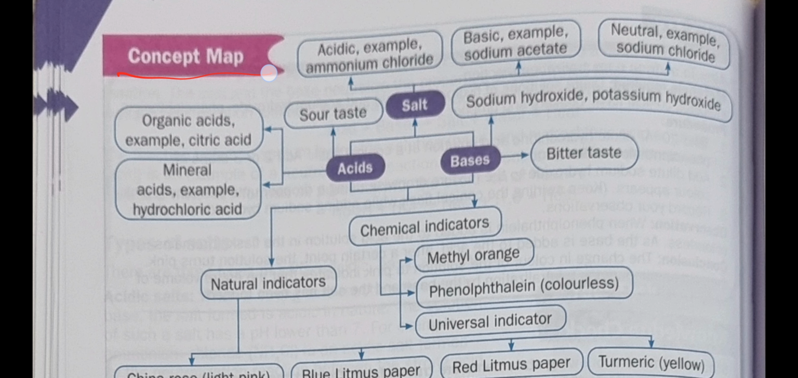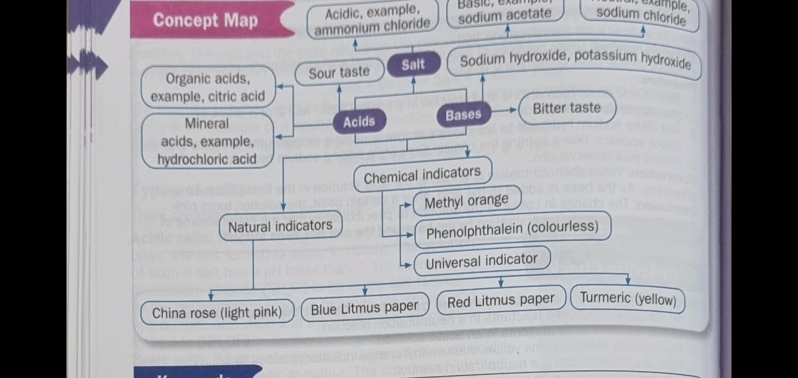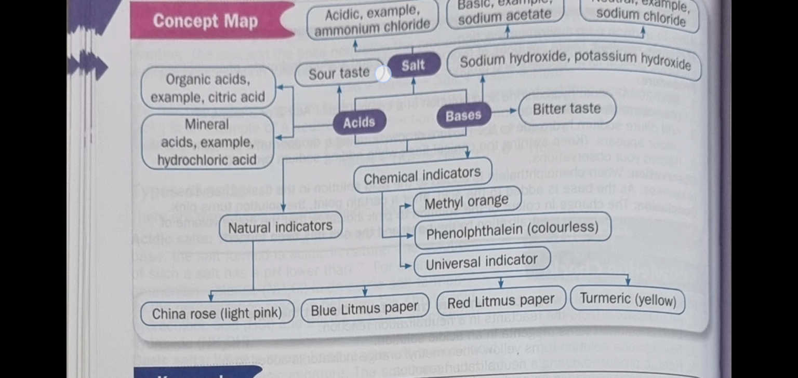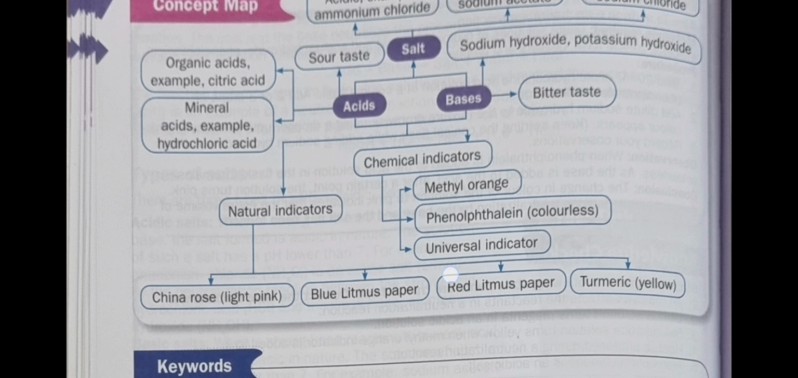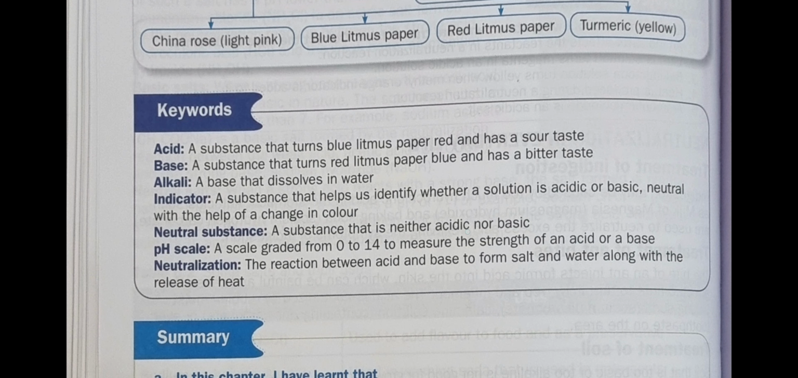And now you can see here the concept map of this chapter we have learned. You can see acidic salts, for example ammonium chloride, and all. You can see the concept map carefully. After that, keywords are given: acid, base, alkaline, indicator, neutral substances, pH scale and neutralization. So you need to learn these keywords also.